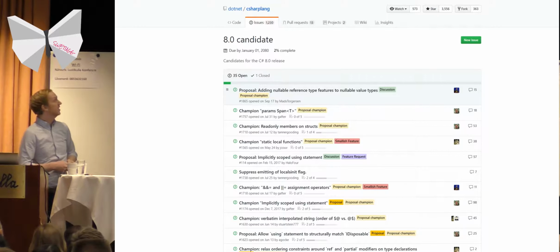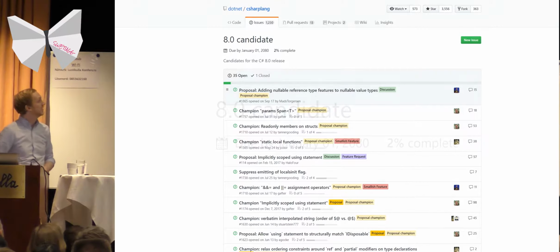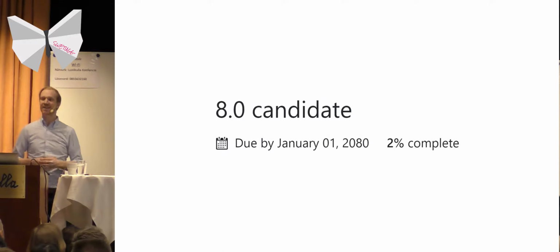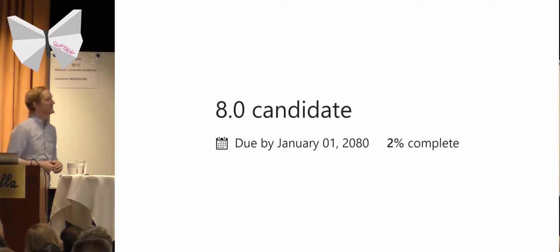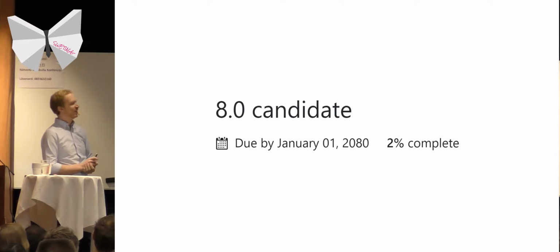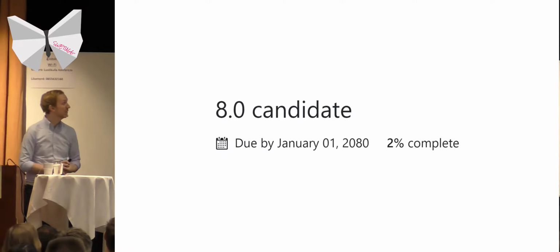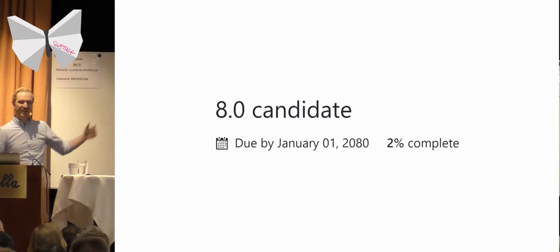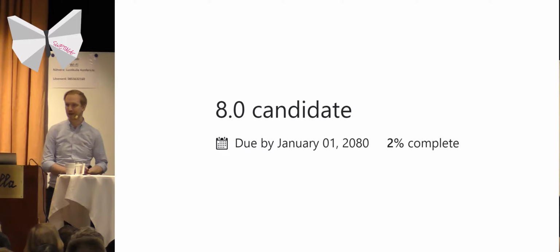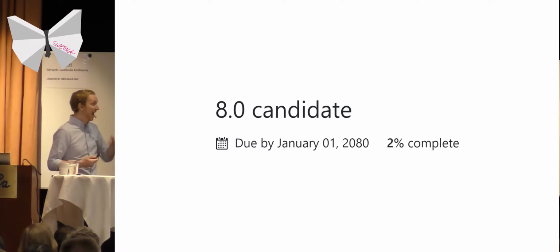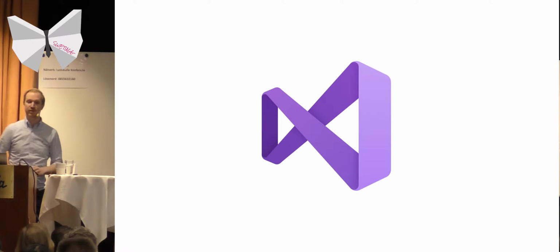And if you have really good eyes, you'll see here that on the top it says the release date of C# 8. It's due by January 1st, 2080. I do wonder if this is, you know, the pace that they're developing the language. This will be released probably when I'm dead. So I'll have a few more conferences to go through to talk about all the amazing features that they're adding to the language.